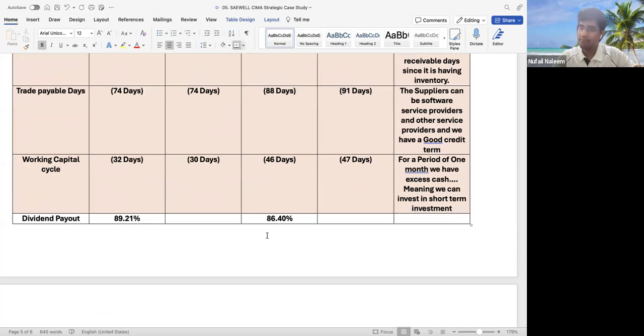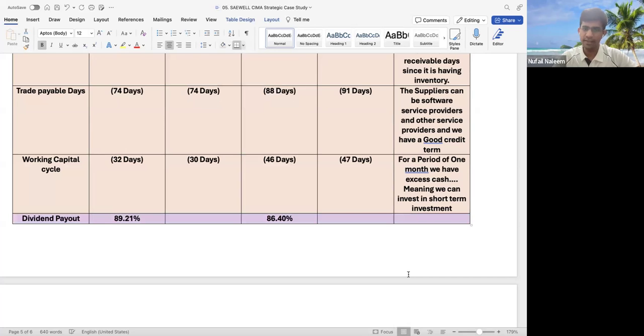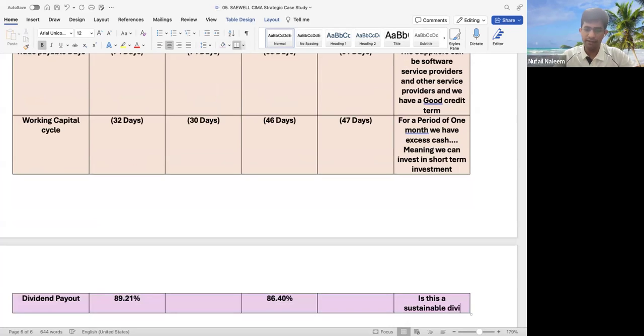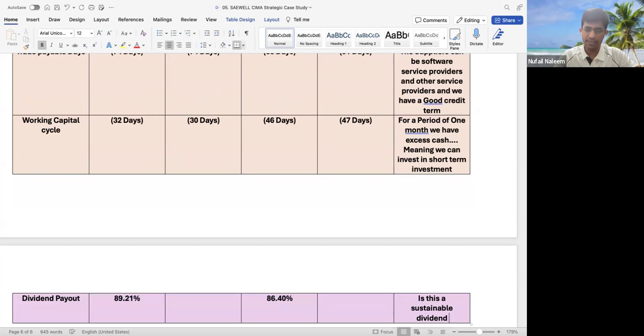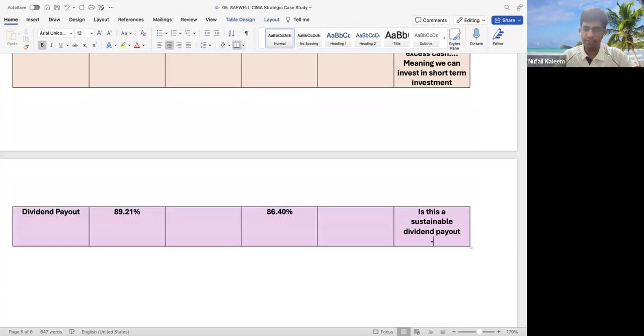Now, this dividend payout, I'm telling that's a mistake by the examiner, or that's just done for the exam purpose. This is investor ratio, students. Now, here they are writing 89% and 86%. But the biggest challenge for us in this case is, students, is this a sustainable dividend payout? Because, students, I'll just recall the pre-seen material, we have following options, no, students.